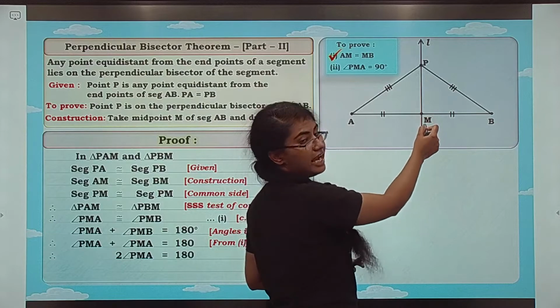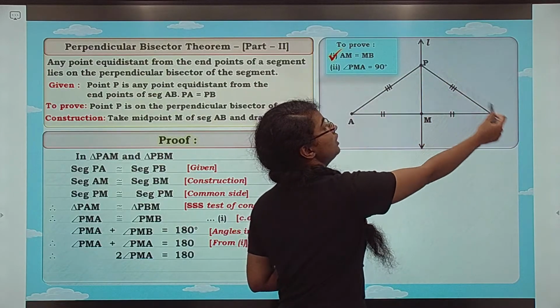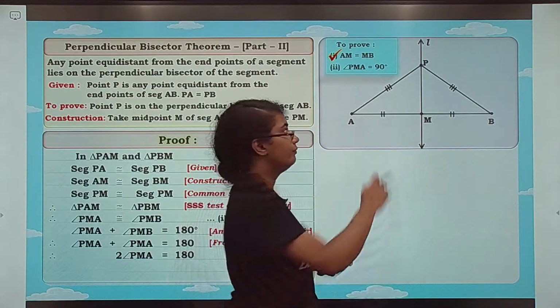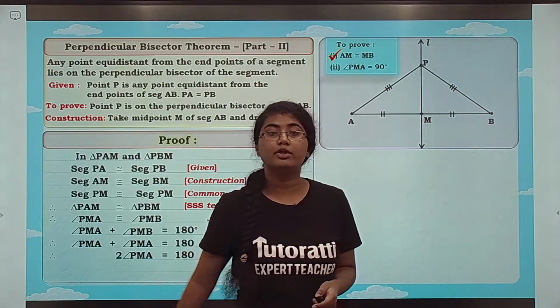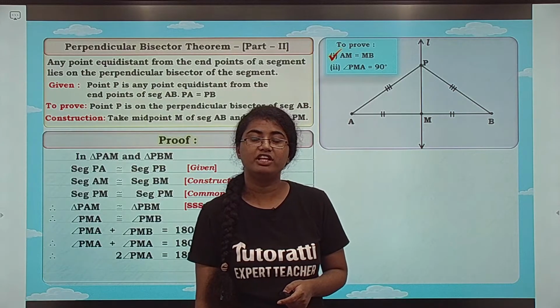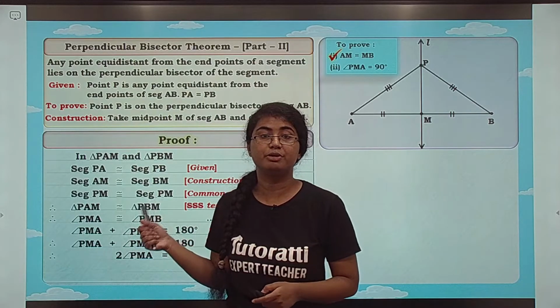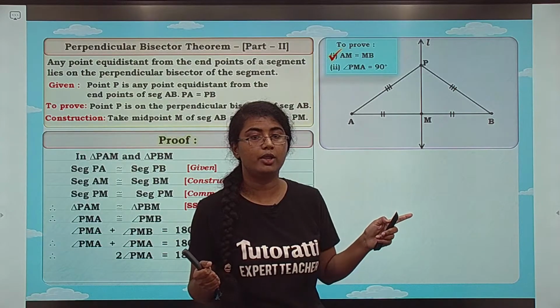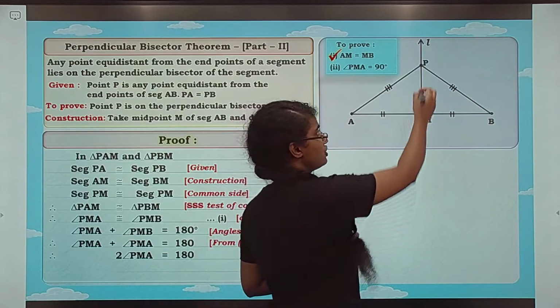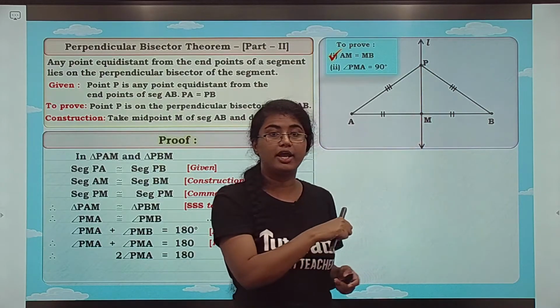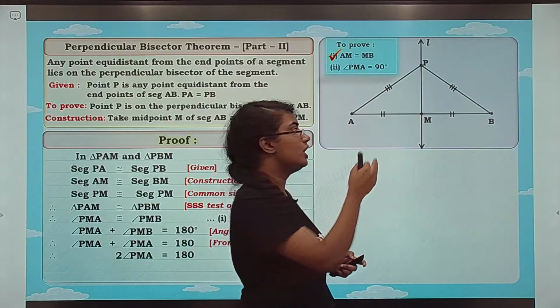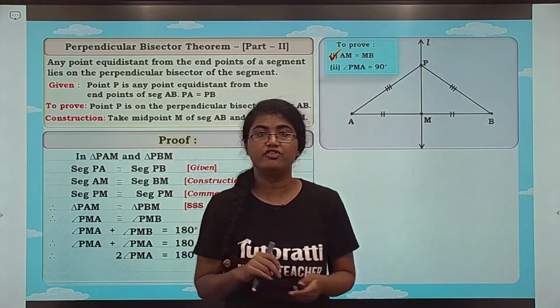We have a common side. This is congruent as well. लेकिन उसके बाद क्या है? Do we have anything else? Yes, we have something else. PA is equals to PB, which is given to us. Okay. Then we have construction. Construction क्या है? हमने ये line join किया है ना? Okay. Take M as the midpoint. This is the construction that we have done.